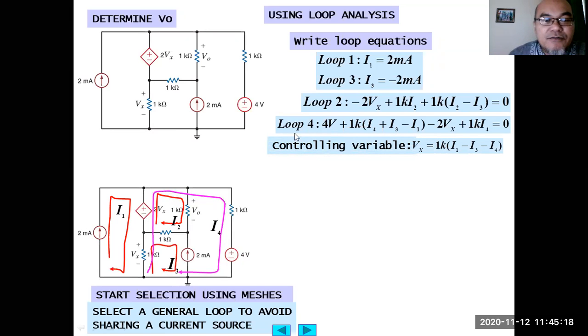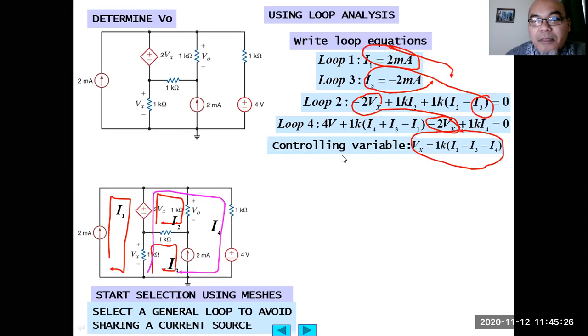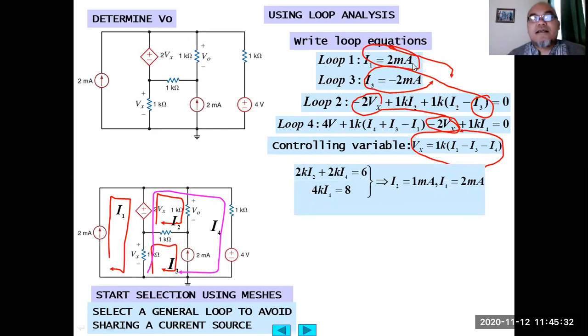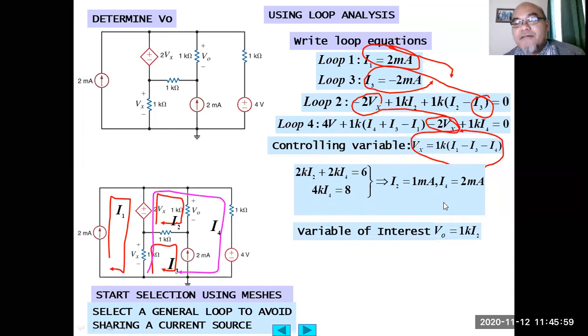From here, the control variable is Vx. We need Vx, which equals the voltage across this 1 kilo ohm, as mentioned here, so 2K. After that, we solve the equations. We can replace Vx with 1K times (I1 minus I3 minus I4). We replace each Vx in the previous equations with this. From there we obtain two equations with two unknowns, I2 and I4, and then we obtain I2 equals 1 milliampere, I4 equals 2 milliampere.